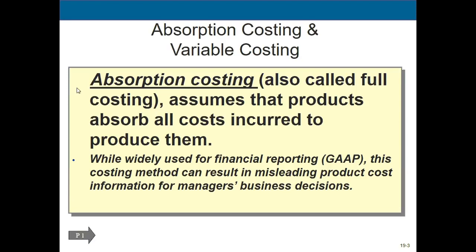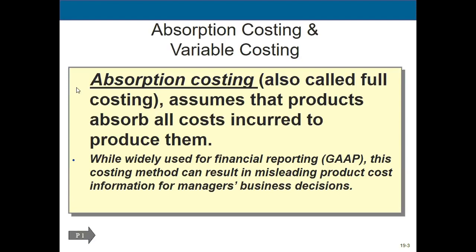And under absorption costing, as you can see here, it assumes that all products absorb all cost incurred to produce them. Well, that's exactly what we've been doing. We've been putting all of the direct material per unit into each product, direct labor per unit into each product, and we've been applying the factory overhead to each product. And the factory overhead is all that stuff, the rent and the depreciation. Remember, we had to have that predetermined overhead rate. We've been pushing all of that cost into the product, and that's what absorption costing does, called full costing.